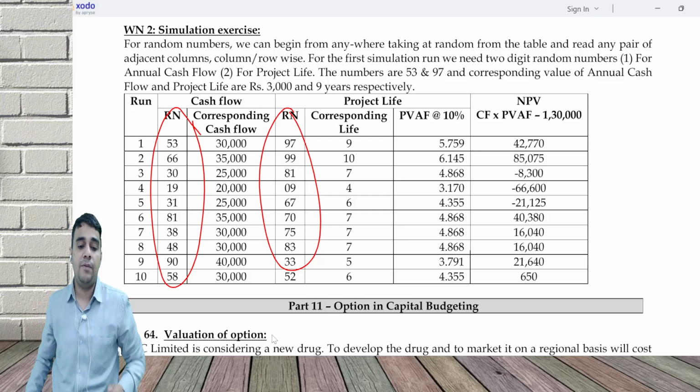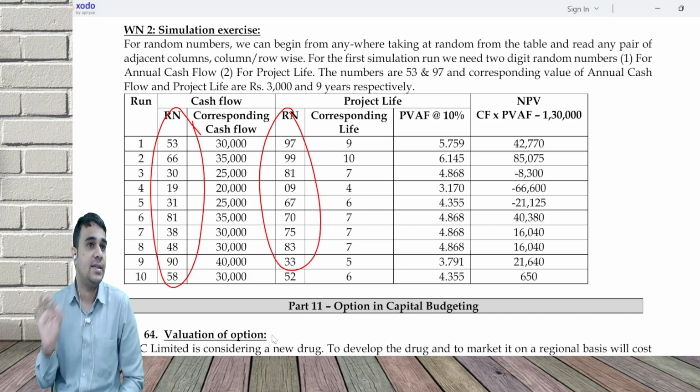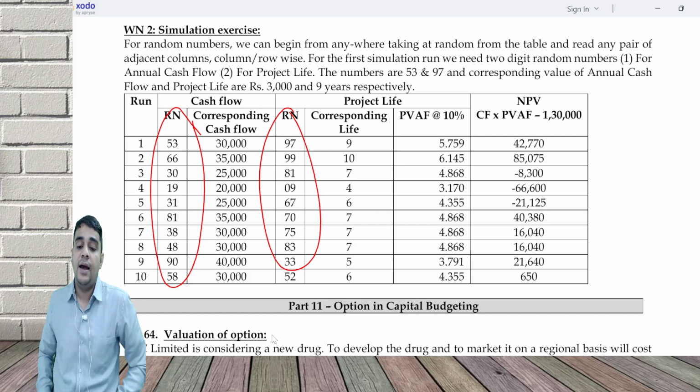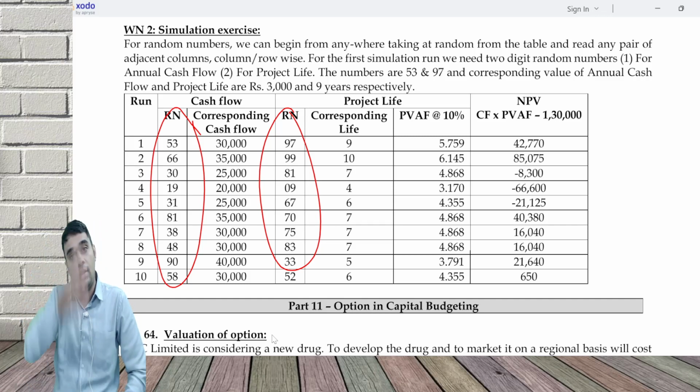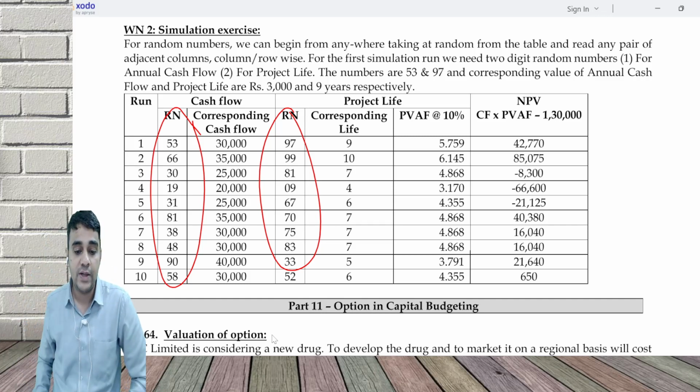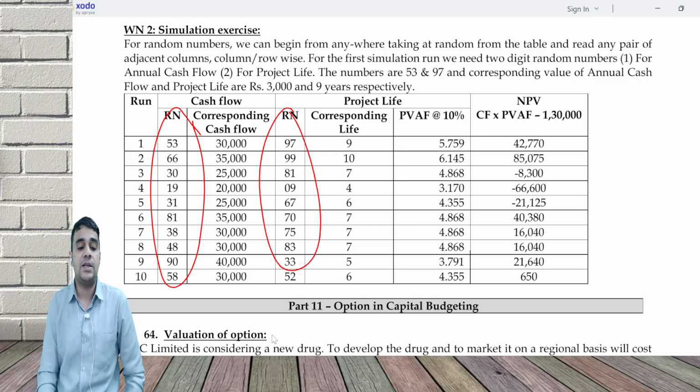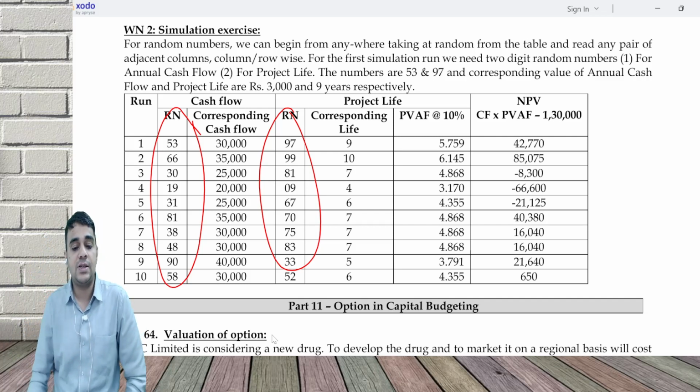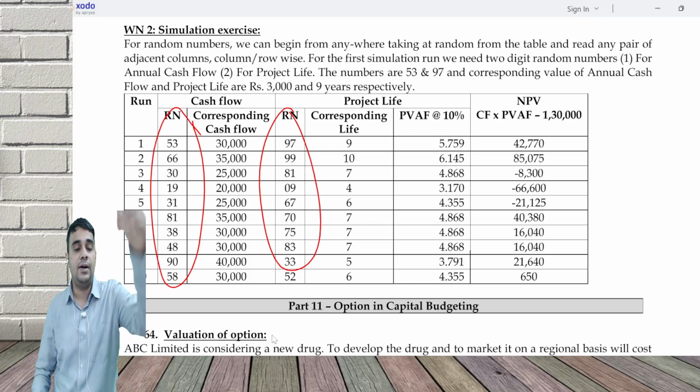For random numbers we can begin from anywhere, taking at random from the table. This is what ICAI has exactly done. These are the exact ICAI wording. You can take anywhere and read any pair of adjacent column or row wise. For the first simulation we need a 2-digit random number. For annual cash flow and project life, the numbers are 53 and 97. You started in this order.